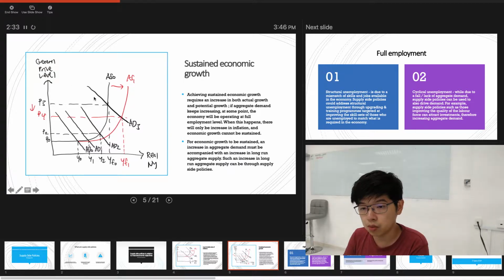Because when you shift AD83 to the right, what you're going to experience is just inflation and no growth at all. So at some point, there will only be inflation and economic growth cannot be sustained. If you want to sustain economic growth, you can't simply keep increasing AD. At some point, you're going to hit a bottleneck, which is here. And if you hit the bottleneck, what you can do is shift LRAS to the right so that you can continue to achieve economic growth. In this case, we say that supply side policies can help us shift LRAS to the right. So for economic growth to be sustained, an increase in aggregate demand must be accompanied by an increase in long-run aggregate supply, which can be done through supply-side policies.